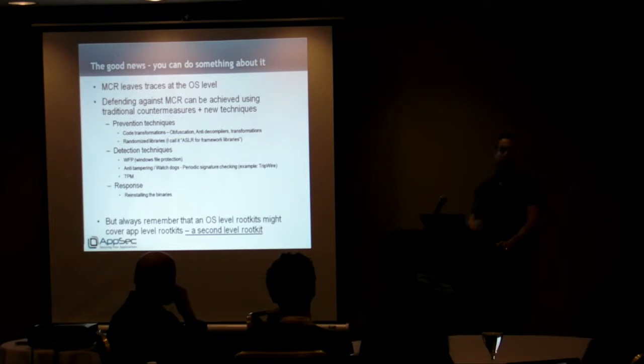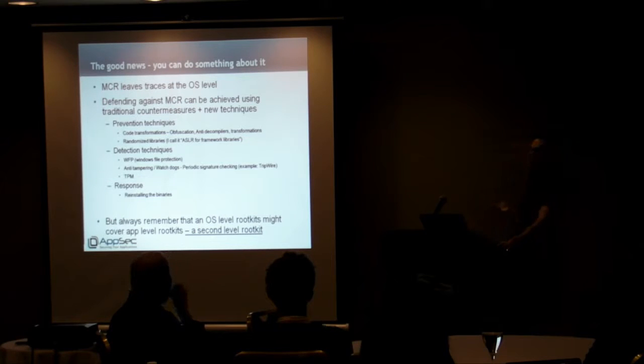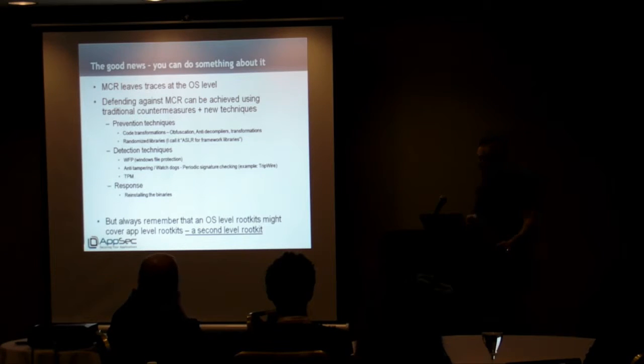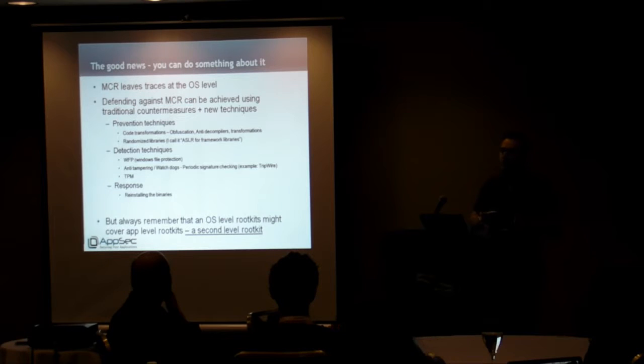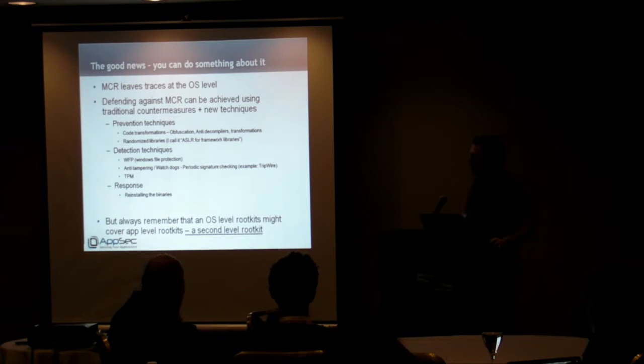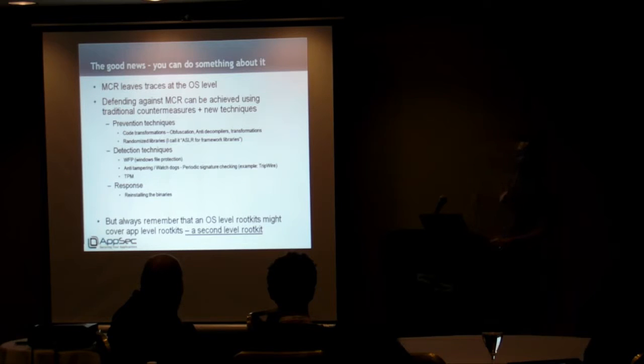The good news is that an MCR, since it is not a kernel level rootkit but an application level rootkit, leaves traces, right? Since it leaves traces, we have the traditional countermeasures we can use, but we can also use some new techniques. By the way, we cannot actually prevent it or detect it completely, because think about it, what happens if an OS level rootkit hides the presence of a managed code rootkit? This is what I call the second level rootkit, right? But still, you can at least prevent it, maybe if it was before that.